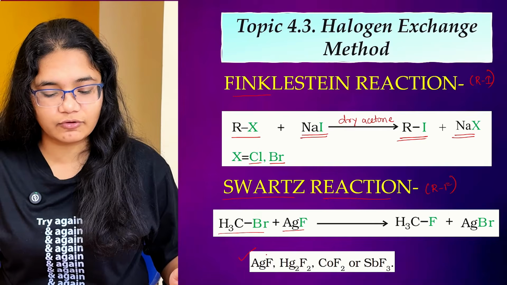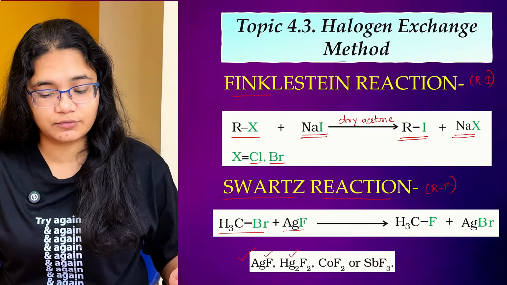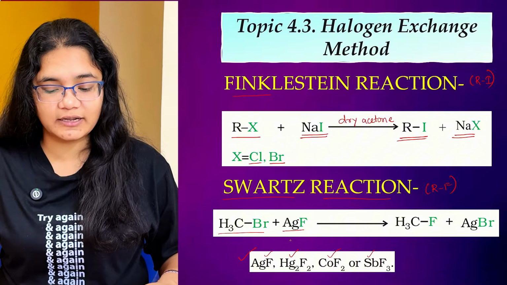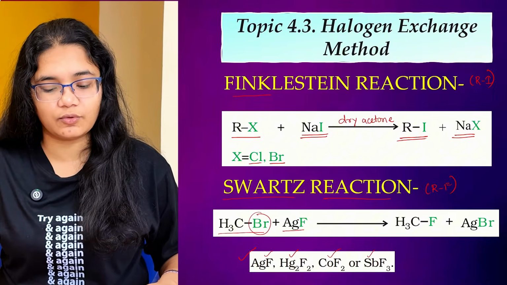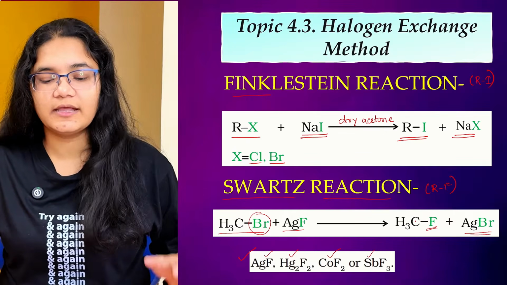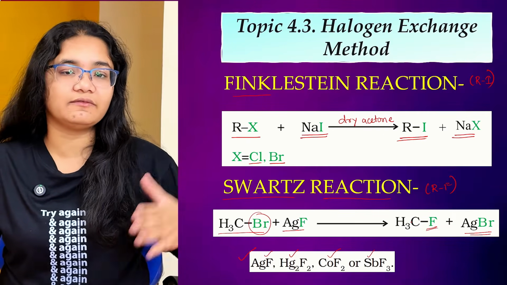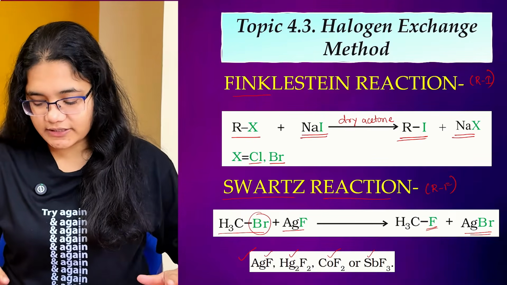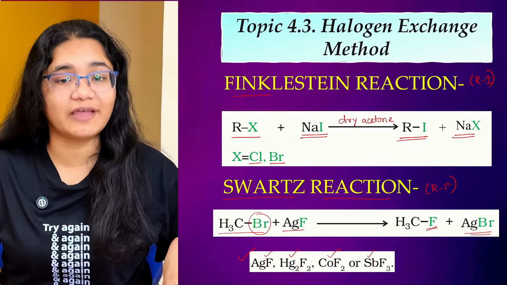So what all metallic fluorides we can use? AgF, Hg2F2, CoF2 or SbF3. So these metallic fluorides can all be used here, and the bromine can be replaced with fluorine by producing AgBr. So these are 2 methods by which we can produce iodoalkanes and fluoroalkanes. Clear? So with this we are done with the preparation of haloalkanes.